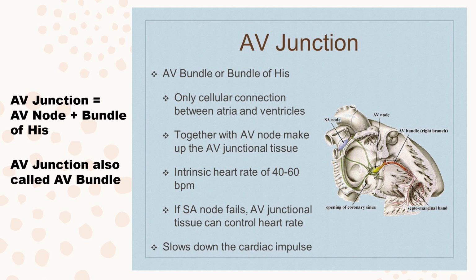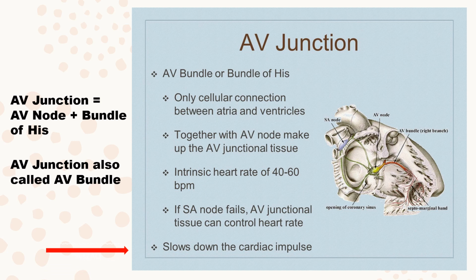That tissue has an intrinsic heart rate of between 40 to 60 beats per minute. What that means, obviously, is that if something happened to the SA node and this node had to pace the heart, it would pace it at a rate of 40 to 60 per minute. That's the intrinsic rate of the AV junction. If the SA node fails, the AV junctional tissue can control the heart rate, as we said.